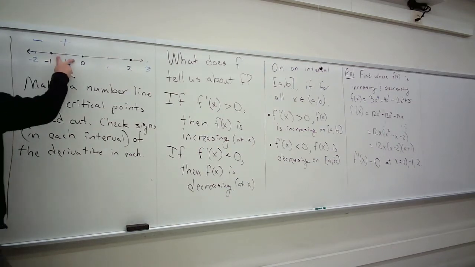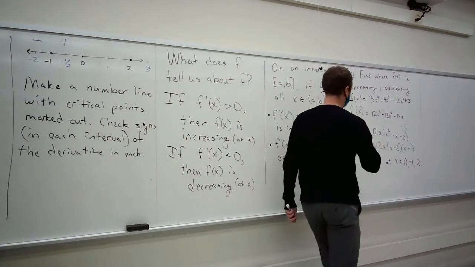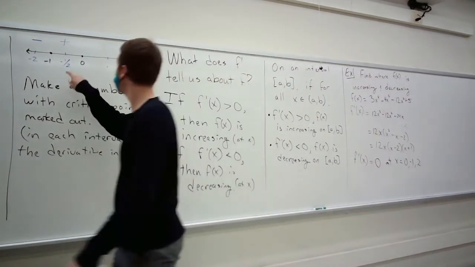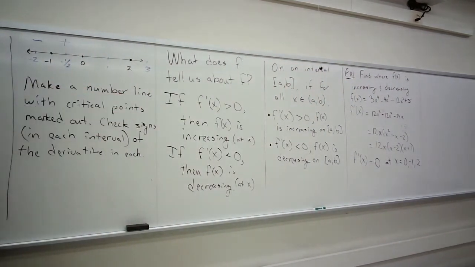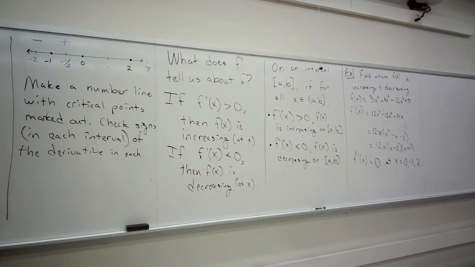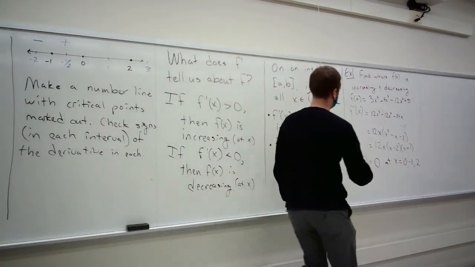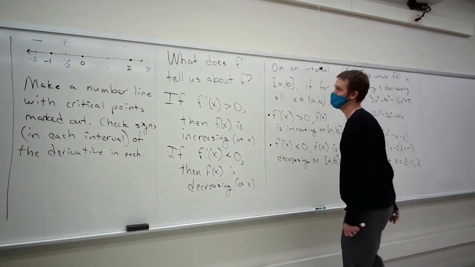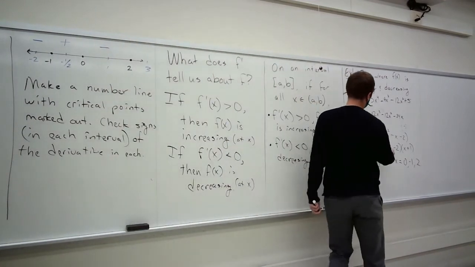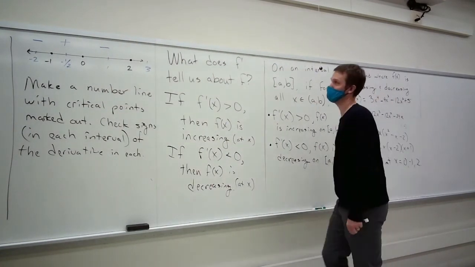And any other number I check in here is going to have the same pattern. Negative times a positive, because none of the numbers in here can change the sign of any one of those. So our function is definitely increasing from negative 1 to 0, because the derivative is positive everywhere there. From 0 to 2, we're checking 1, which gives us positive, negative, positive. So it's decreasing in here. And at 3, positive, positive, positive.